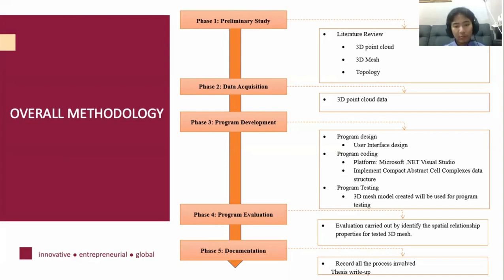And then we move to the program evaluation. The evaluation is carried out by identifying the spatial relationship properties for the tested 3D mesh. After finishing the evaluation, we will conduct the documentation. In documentation, we will record all the processes involved, and then we also proceed to the thesis write-up.